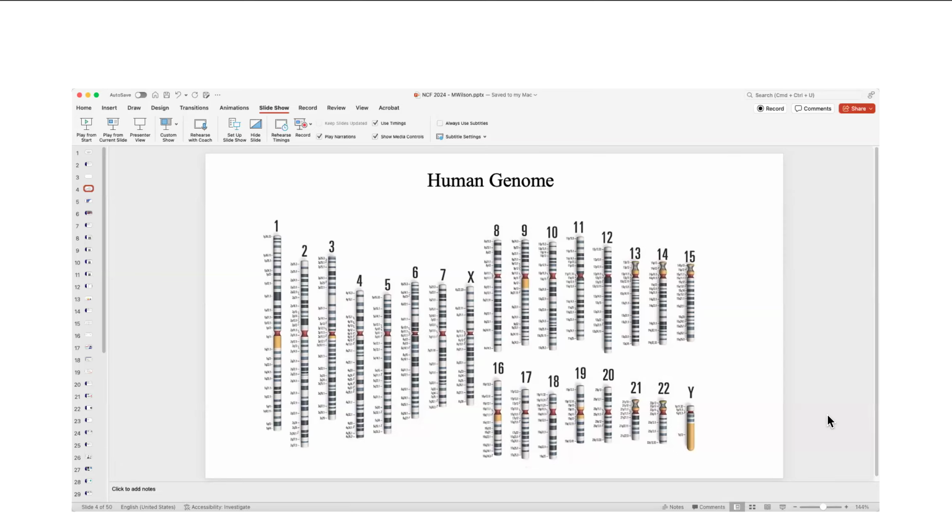The genome itself is about 3.3 billion base pairs, and that's a lot. SNPs occur on average about 1 in every 1,000 base pairs. So that means there are about 3.5 million SNPs in the human genome. There's a lot of real estate here and a lot of potential variation that can be used for identification purposes.